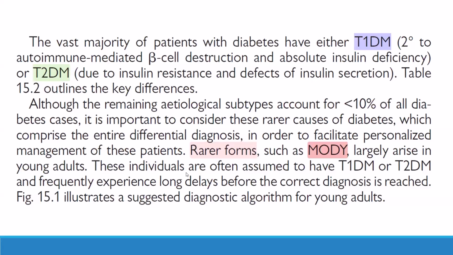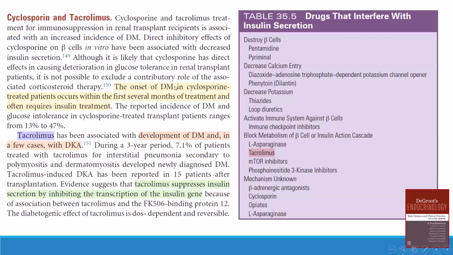Why not steroid? As I mentioned, Dr. Muhammad, in this case scenario, the steroid dose is small. And actually, if we have steroid and tacrolimus, usually tacrolimus is the cause, which, as I mentioned, is from the DeGroot textbook. Tacrolimus suppresses insulin secretion by inhibiting transcription of the insulin gene, which can cause new-onset diabetes mellitus and also can cause DKA.